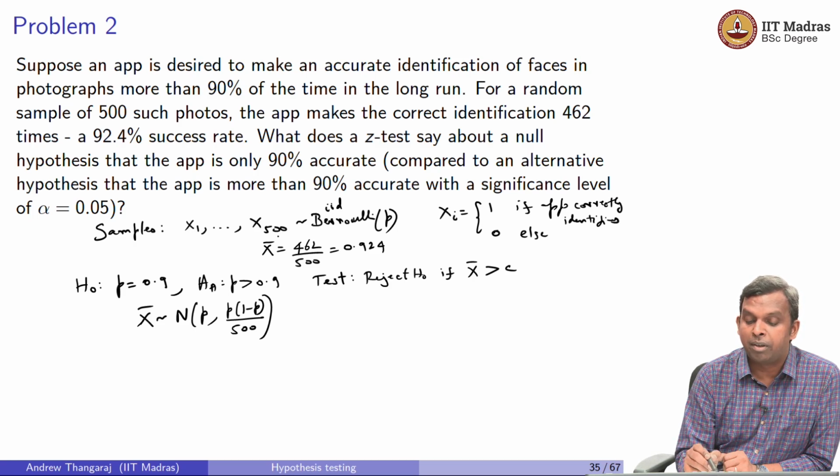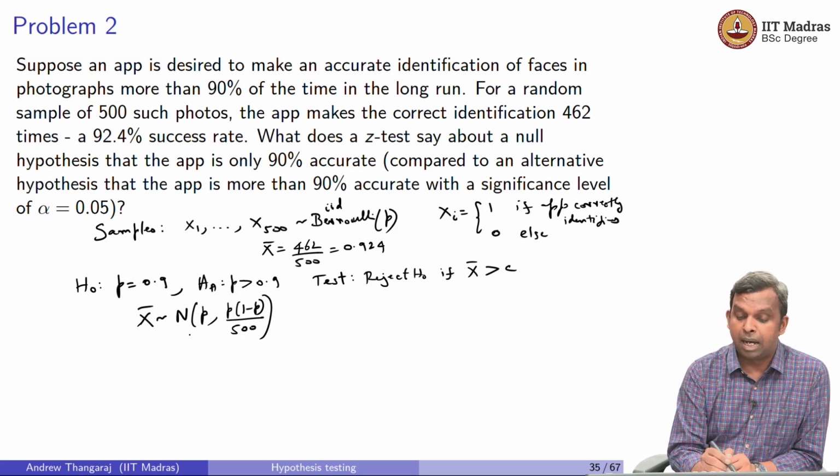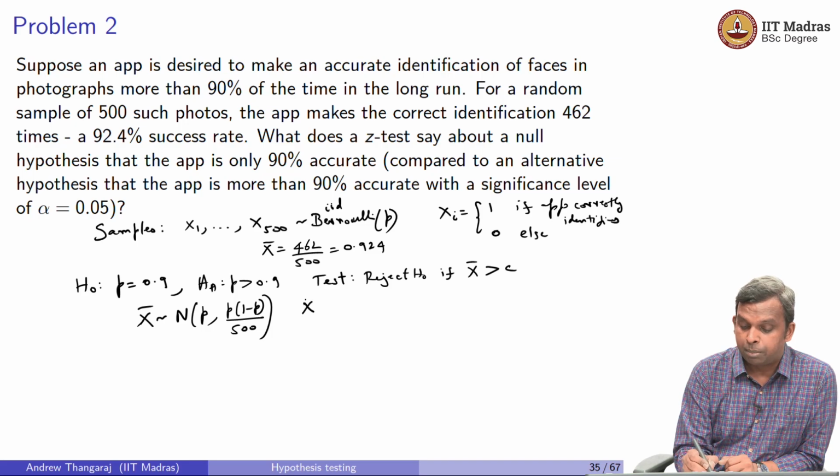You add up all of them, divide by 500. Your mean is going to remain the same. Your variance will get divided by 500. So this is x bar. In particular, (x bar minus p) by square root of p times (1 minus p) by 500 is going to be my standard normal.